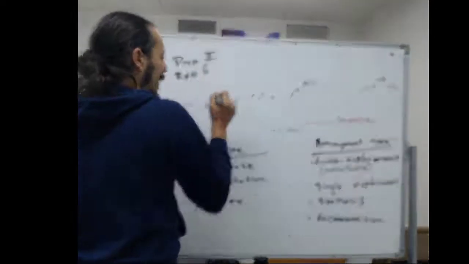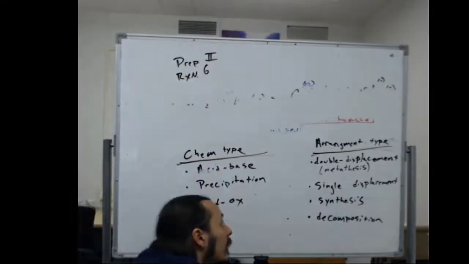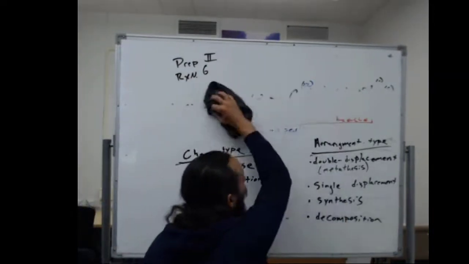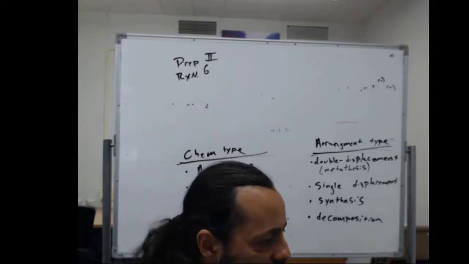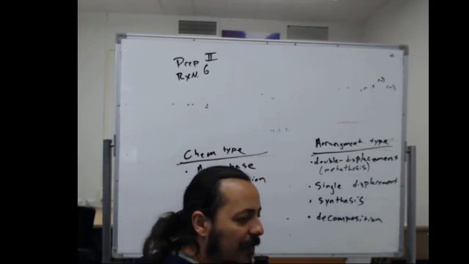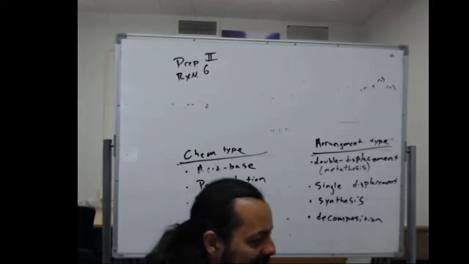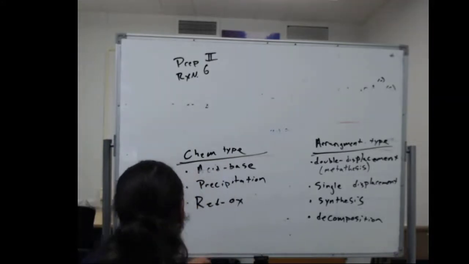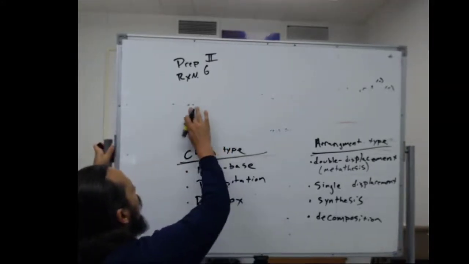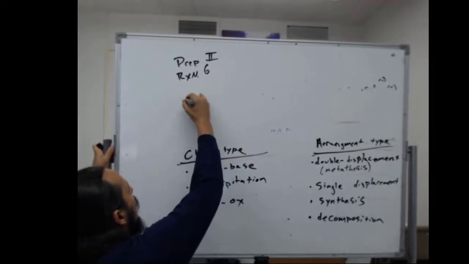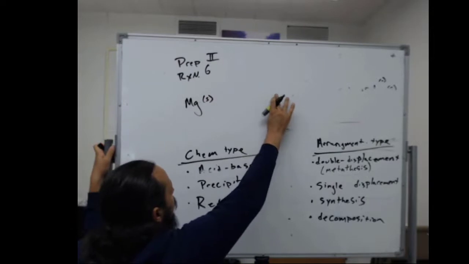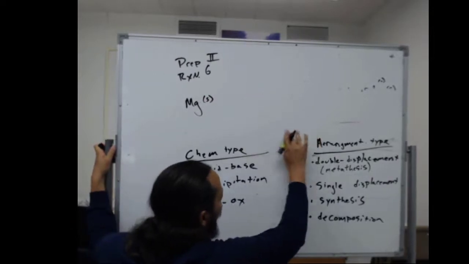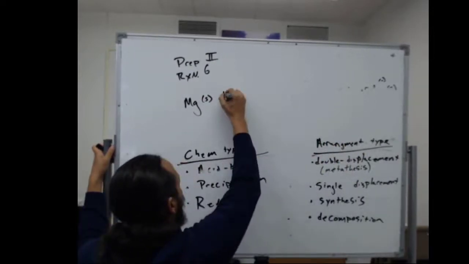So we're looking at reaction number 6 now. We've got our chemical type and our arrangement type. This says a 2 centimeter piece of magnesium ribbon is ignited in a Bunsen burner flame. So here's what we know. We've got a piece of magnesium metal is ignited in a Bunsen burner flame.